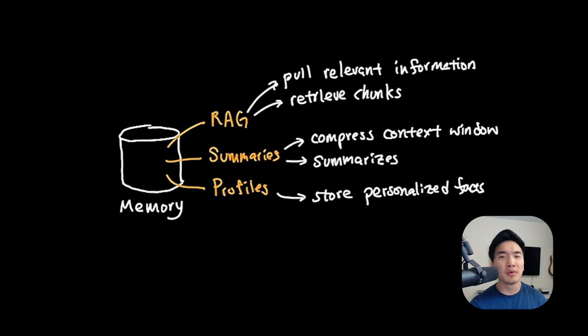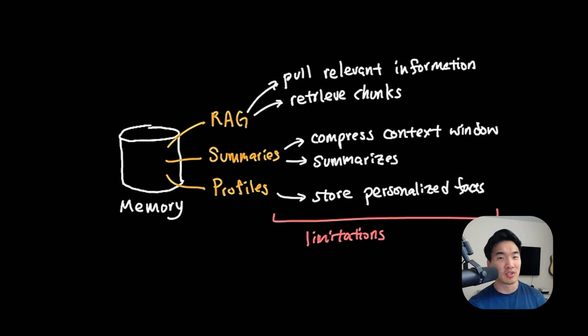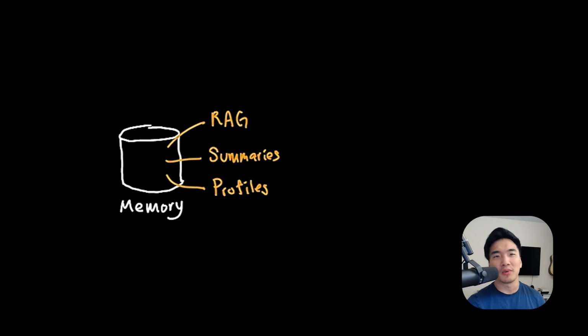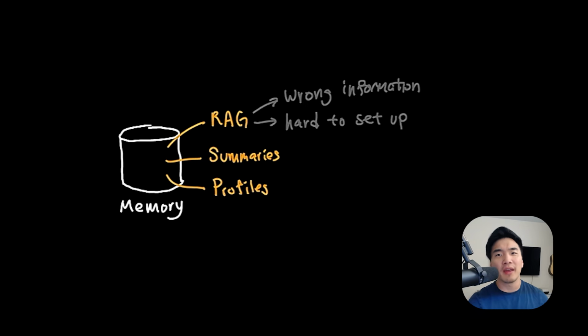They store tables of facts about the users, such as preferences, writing style, or ongoing projects that the user might be working on. But each approach had its own limitations. RAG, for example, can retrieve wrong information, and it is also harder to set up than it actually looks. You need to chunk the data, embed it, index it, and retrieve the right pieces and rank them correctly. All of this is a lot of overhead to actually set it up properly.